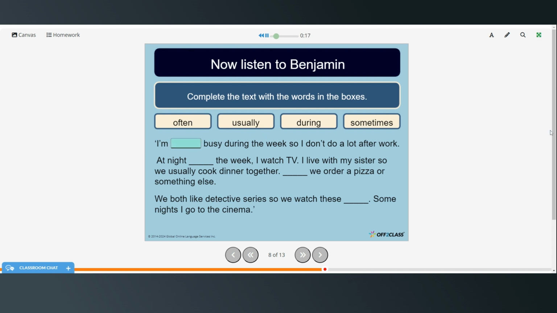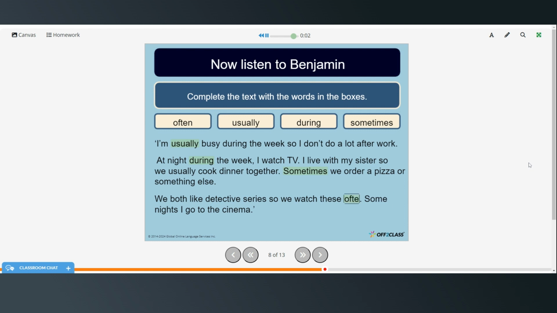I'm usually busy during the week, so I don't do a lot after work. At night during the week, I watch TV. I live with my sister, so we usually cook dinner together. Sometimes we order a pizza or something else. We both like detective series, so we watch these often. Some nights I go to the cinema.